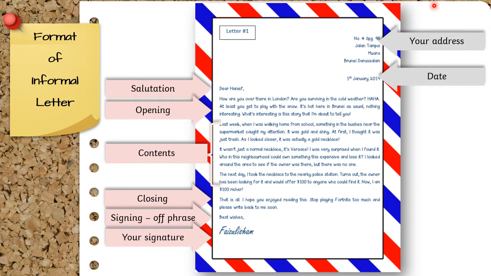So this is the format of an informal letter, and as you can see on the right hand side, this is the writer's address, and you have the date of when you are writing the letter. And over here, you start off with the salutation. And for the salutation of informal letter, it will usually just be the name you call the person. So for example here, Dear Hanif. So make sure that when you write your salutation, the dear is with a capital D and you write the name properly with a comma as well.